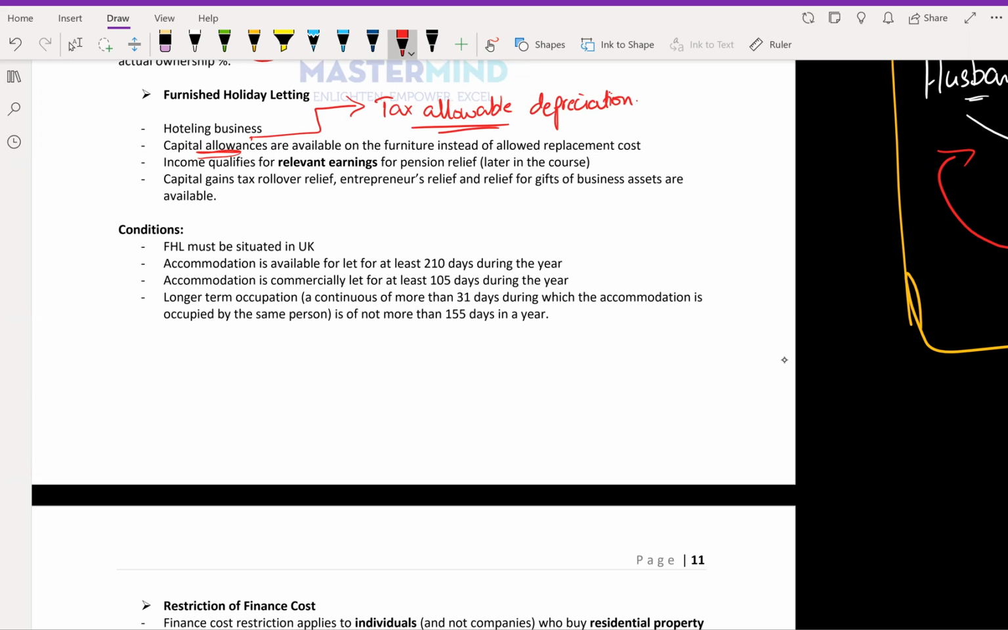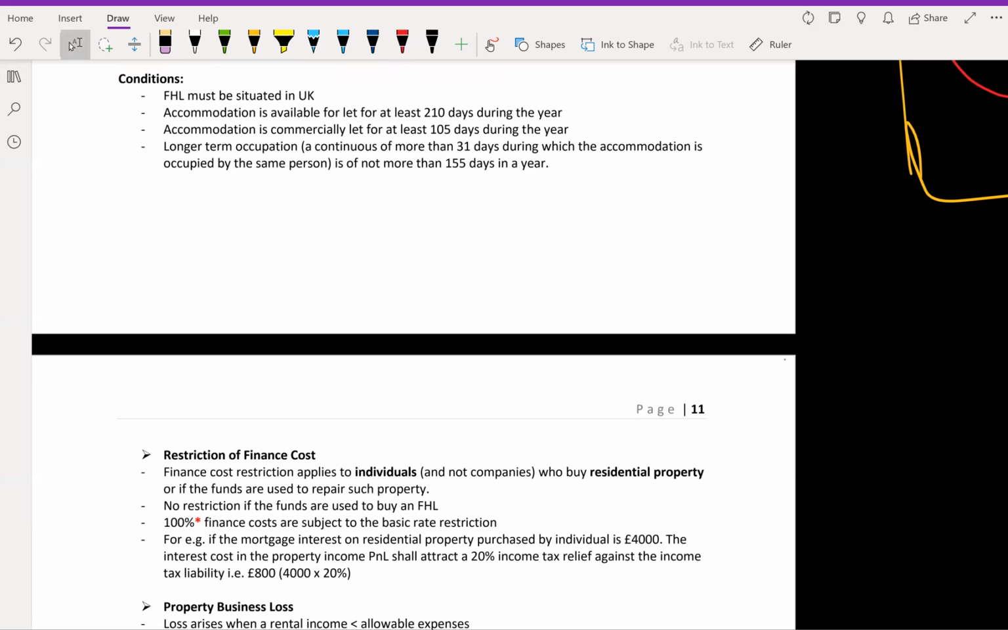Now, in order to qualify for an FHL, because you see that there are multiple reliefs on it, right? If you're in the letting out business, if you're in the business of renting out properties, you would probably want your property to qualify as FHL. But the point is there are certain conditions attached to it. Condition number one, your property should be situated in UK. Your property should be in UK. That's one.